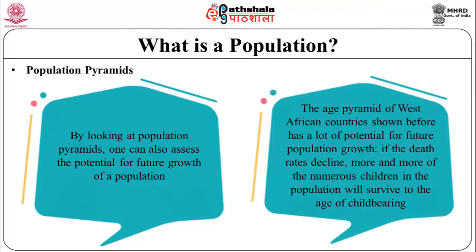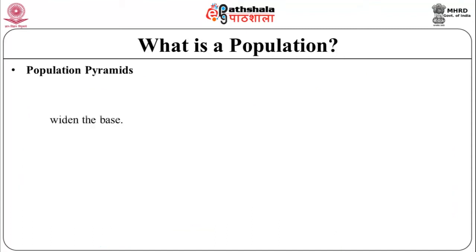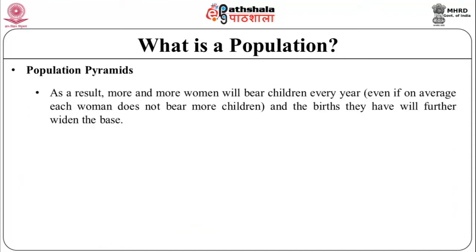By looking at the population pyramids, one can also assess the potential for future growth of a population. The age pyramid of West African countries shown before has a lot of potential for future population growth. If the death rate declines, more and more of the numerous children in the population will survive to the age of childbearing. As a result, more and more women will bear children every year, even if on average each woman does not bear more children, and the births they have will further widen the base. As a result, the population will grow fast.